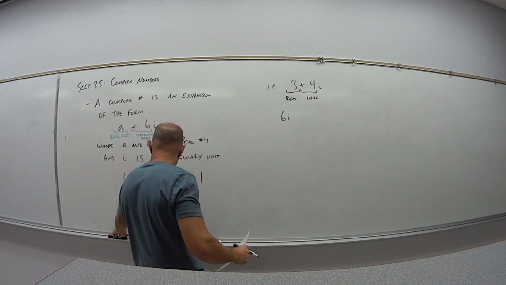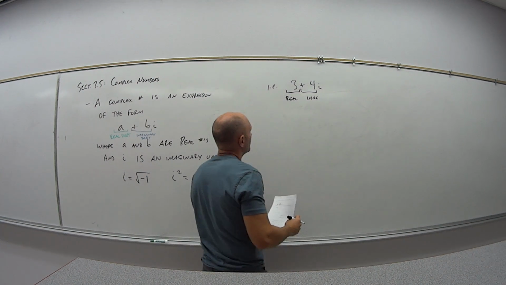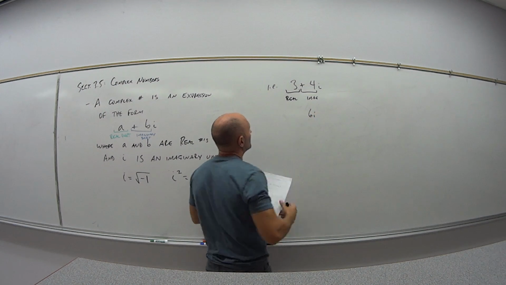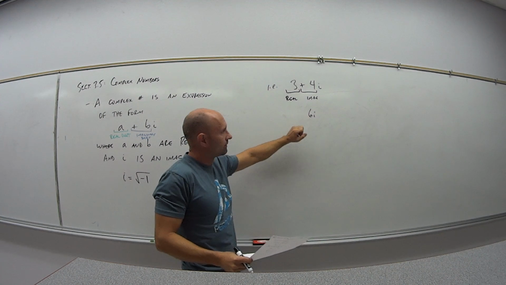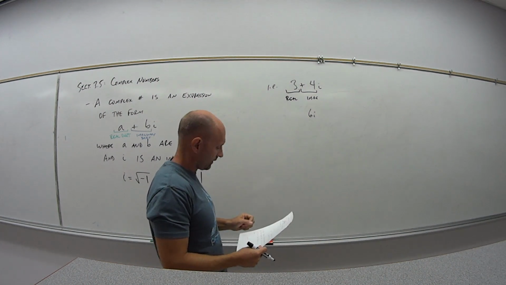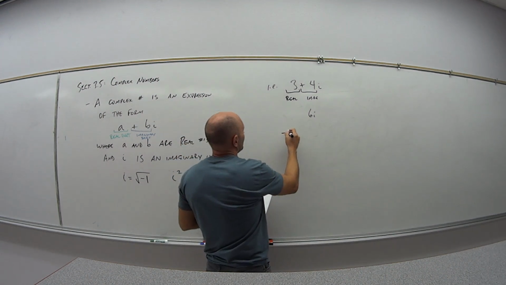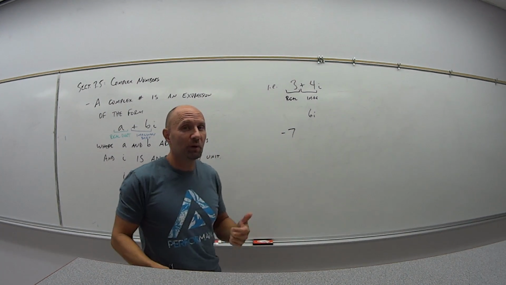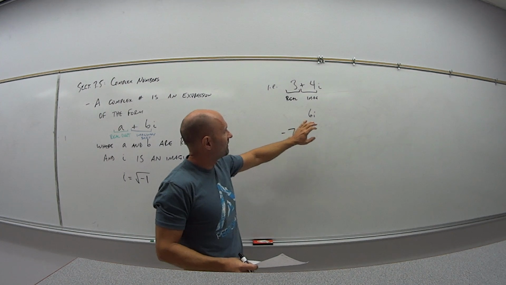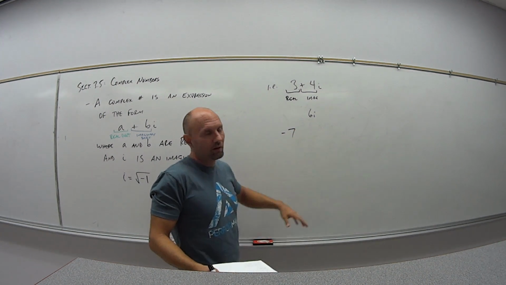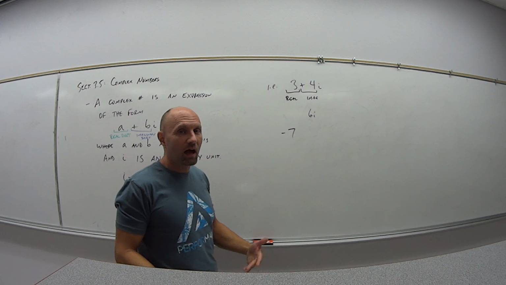So let me line these up for you. If I have 6i, my real part is 0 and my imaginary part is positive 6. Or I could have negative 7. This is also a complex number. The real part is negative 7, the imaginary part is 0, but it still qualifies as a complex number.